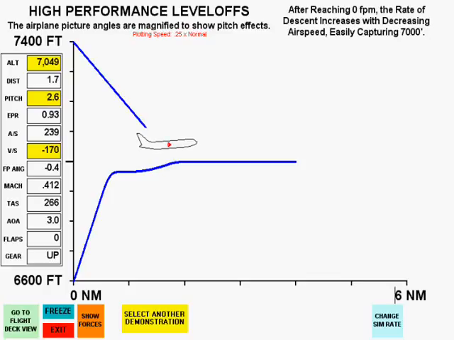Notice that the vertical speed approaches zero prior to 7,000 feet. And now maintaining 2.6 degrees pitch attitude, as the airspeed decreases, the vertical speed will now increase toward 7,000 feet. As before, this reduced vertical speed makes capturing of the target altitude easy.